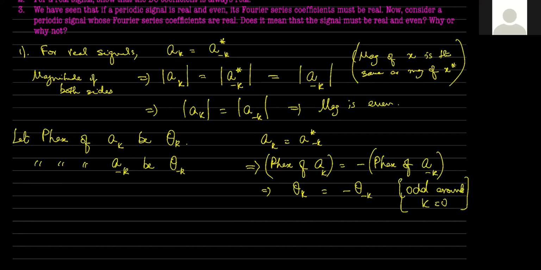Magnitude of A1 is going to be the same as the magnitude of A minus 1. Magnitude of A2 is going to be the same as the magnitude of A minus 2, and so on and so forth.